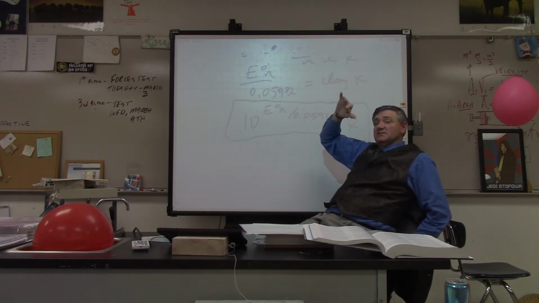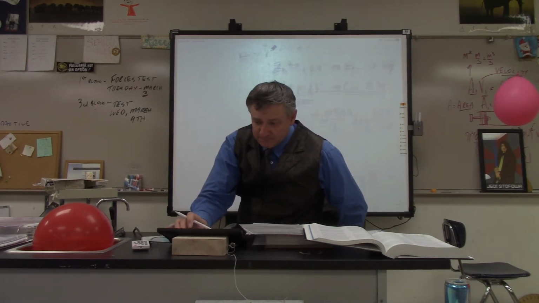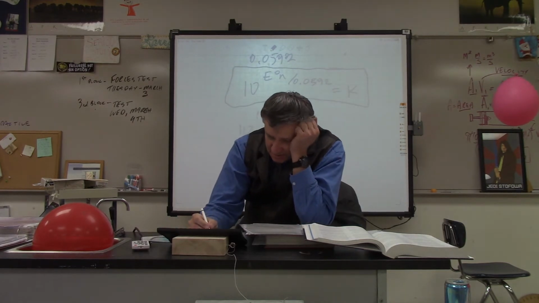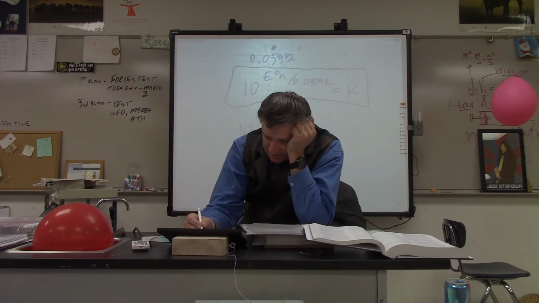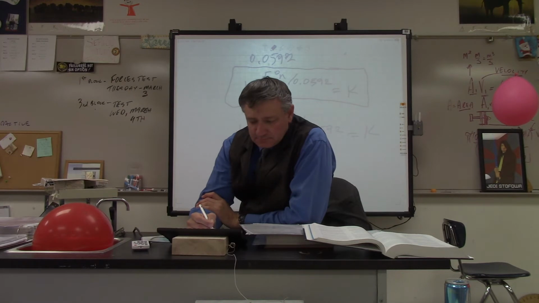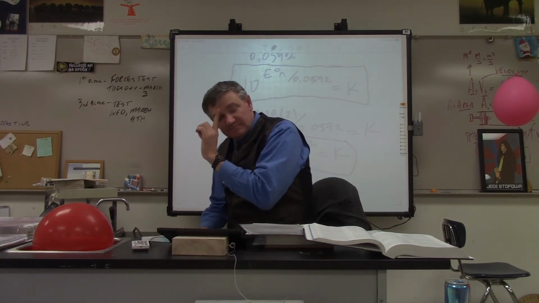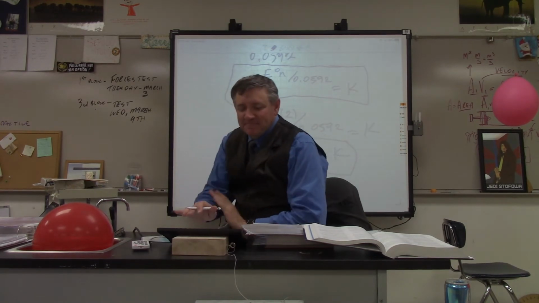So let's do the one that we just did, where E naught was 1.10, right? Somebody take 10 to the 1.10 times n, and n was 2, so 2.2 divided by 0.0592, and that's going to equal about 44. So we'll take 2.2 divided by 0.0592, and then take 10 and raise it to that power. 1.45 times 10 to the 37th. Yeah, it's big. What's the units? There are no units, it's just K. It's big K.